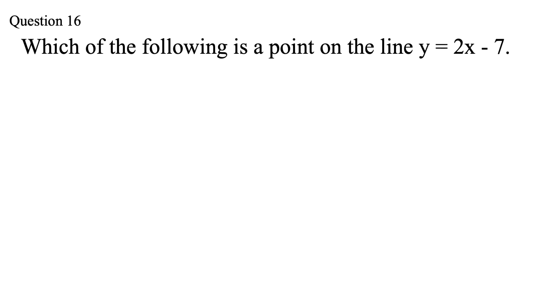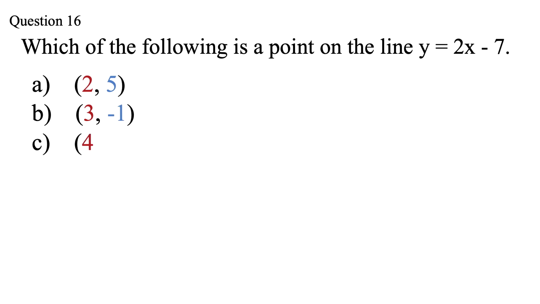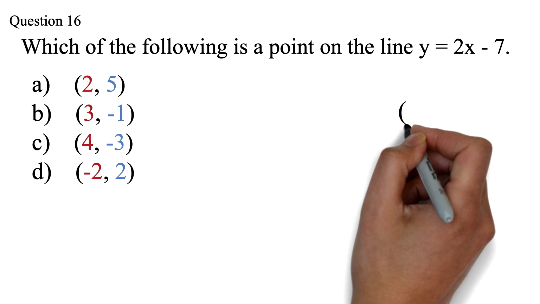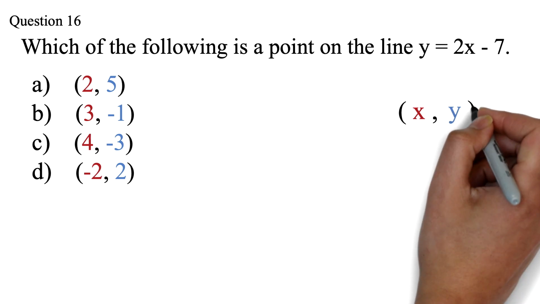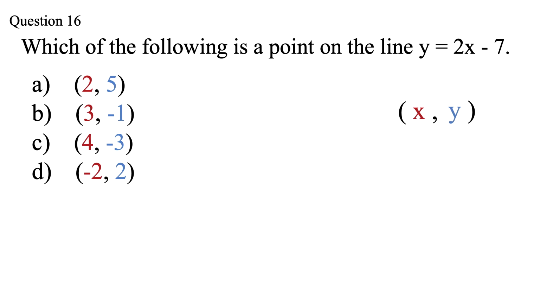Question 16. Which of the following is a point on the line y equals 2x minus 7? A. 2, 5. B. 3, -1. C. 4, -3. D. -2, 2. We know that for a point, the first value is your x value and the second value is your y value. If a point lies on this line, then when you input the x value into the equation of the line, you should get the corresponding y value.